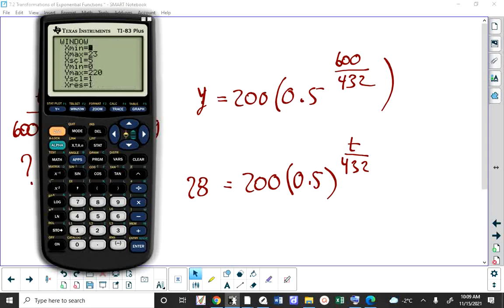So in my window setting, maybe I'll go up to 1,400. If I've done everything right when I graph this now, I should see the 28. I should see my declining or decreasing exponential function, and then I can find the point of intersection. Go to my Calculate menu and choose Intersect. First curve, second curve, enter for a guess. So about 1,225 years.